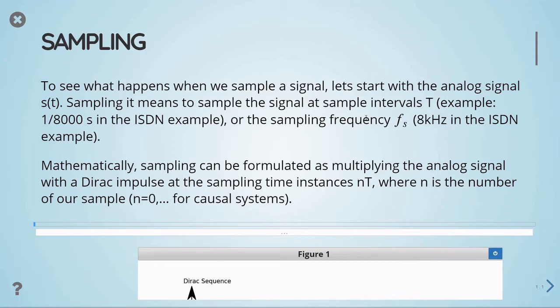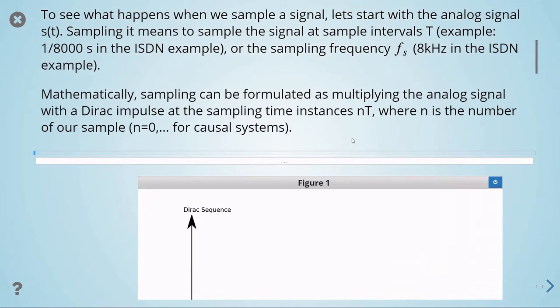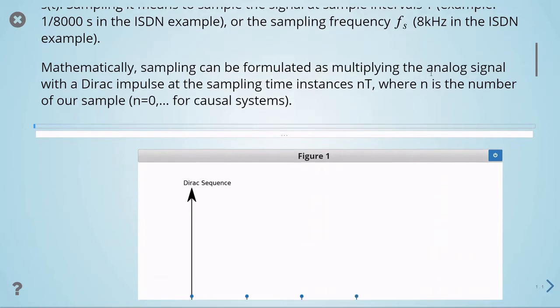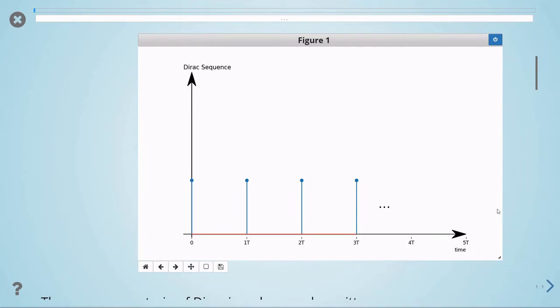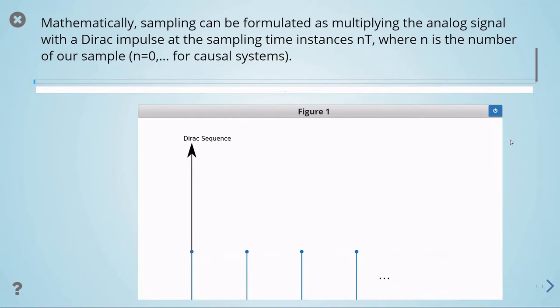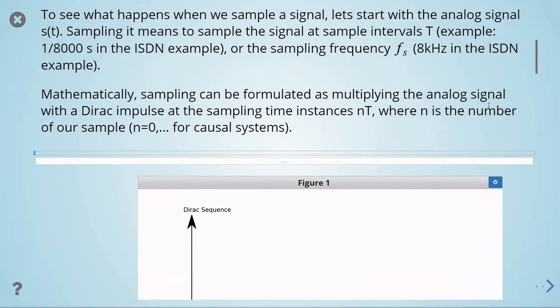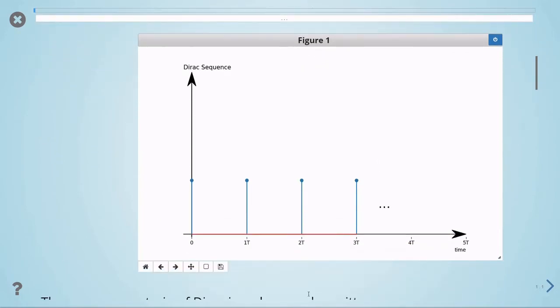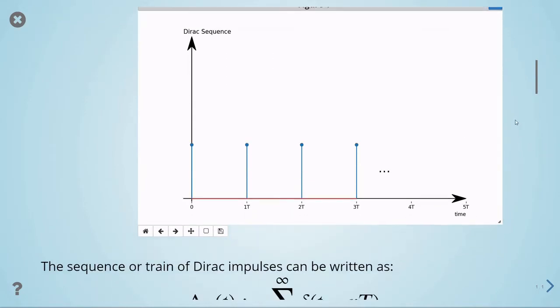Mathematically, sampling can be formulated as multiplying the analog signal with a Dirac impulse at the sampling time instance n times capital T, where n is the number of our sample. For a causal system, n starts at 0, and T is the sample interval. So here we have a Dirac sequence, or a train of Dirac impulses, located at time instances n times capital T.